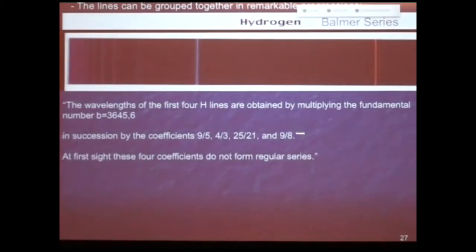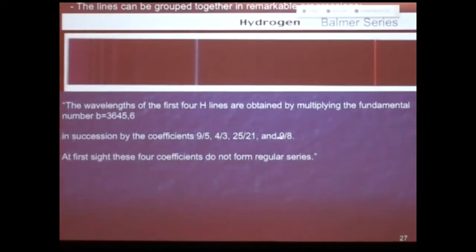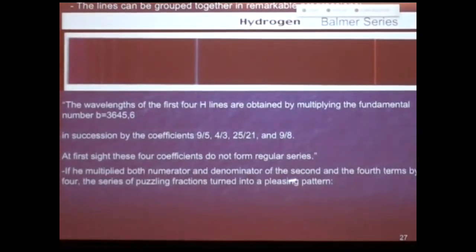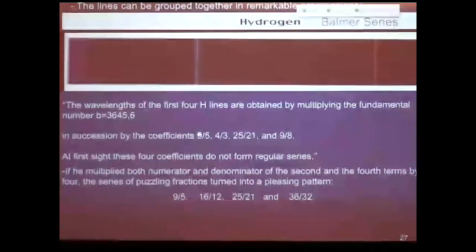So this pattern is, in fact, a series, and there are two series in here. It looks as if it doesn't form a nice series. But what Balmer did was he multiplied both numerator and denominator of the second and the fourth term. This term and this term, he multiplied. What did he do? This 4 he multiplied by 4, so that's 16, and this becomes 12. This one he multiplied by 4, so you get 36/32.